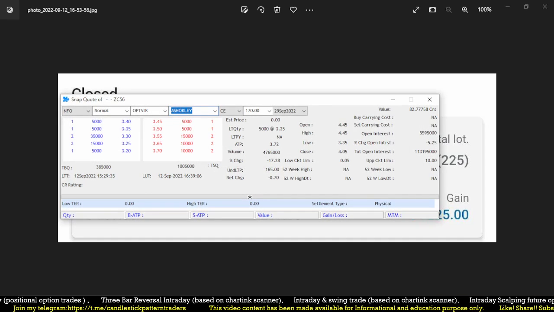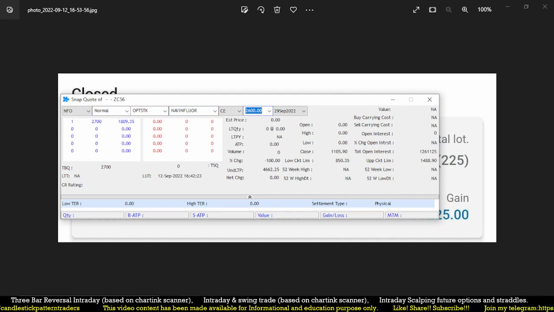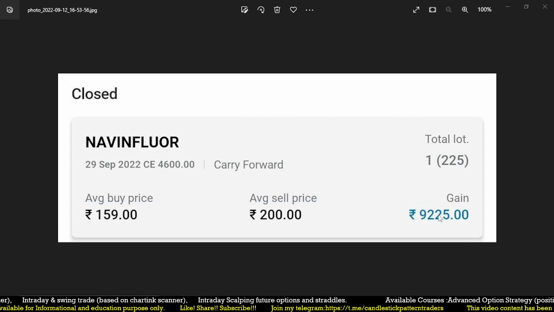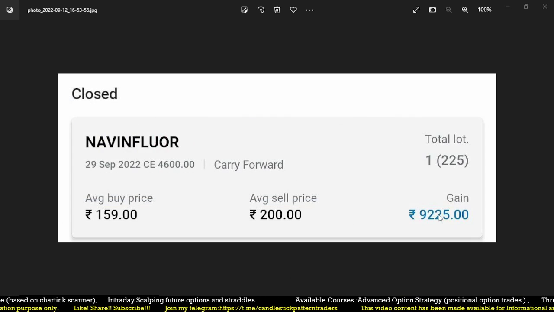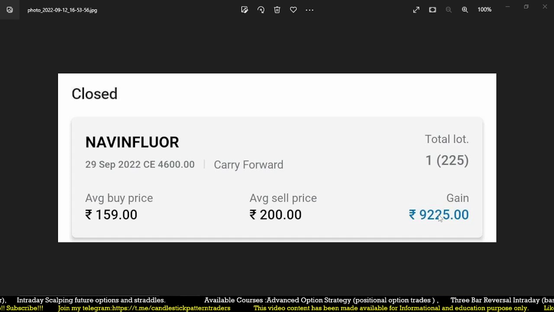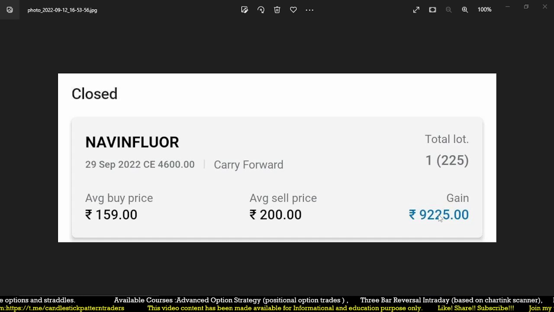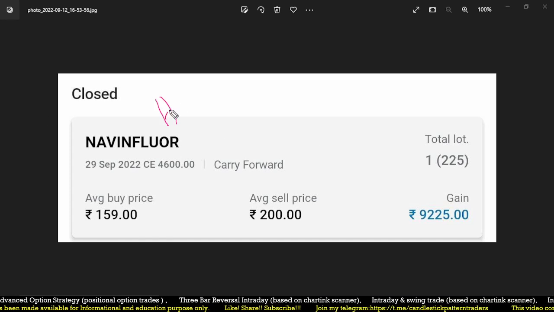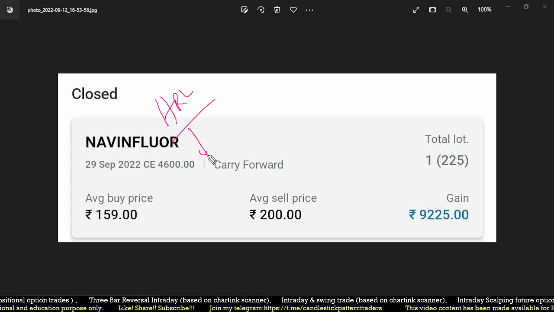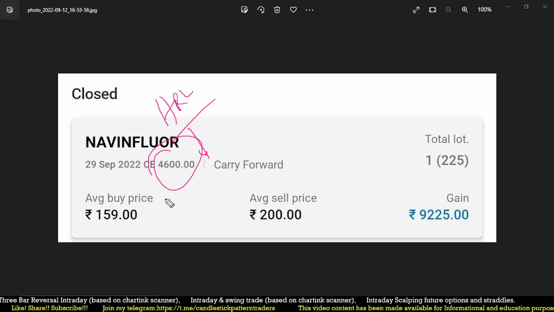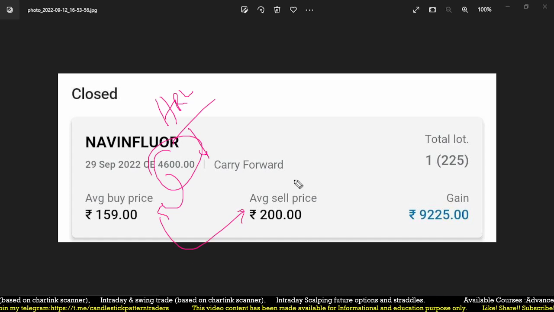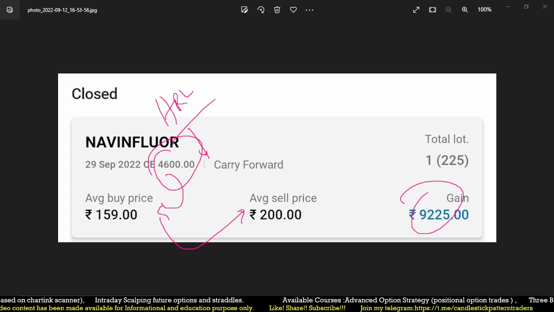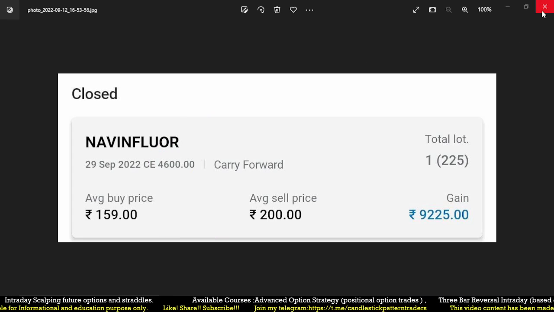The Navin Fluoride call option of 4,600 that I took went up to 209. So it gave me some profit of 9,000 rupees, where I am using the scanner which is not the 45 degree one, because today the 45-degree scanner did not work. It is the highest recovery from the low, based on which we focused on 4,600. From 159 we sold around 200. That's it, I got around 9,000 rupees profit on that particular stock, just Navin Fluoride.